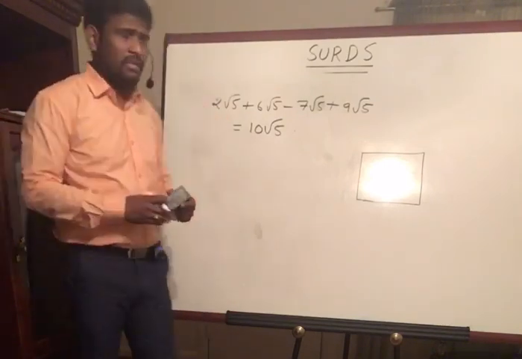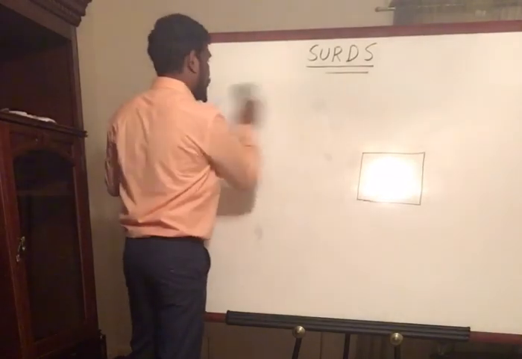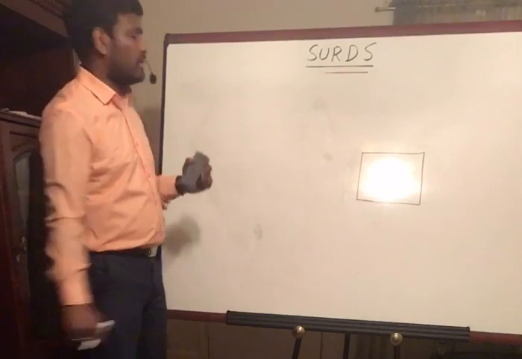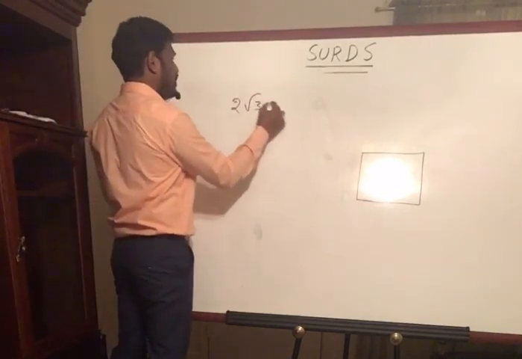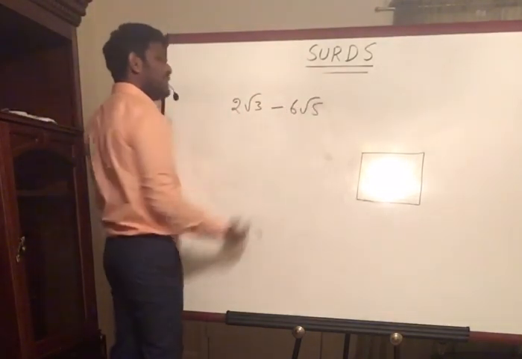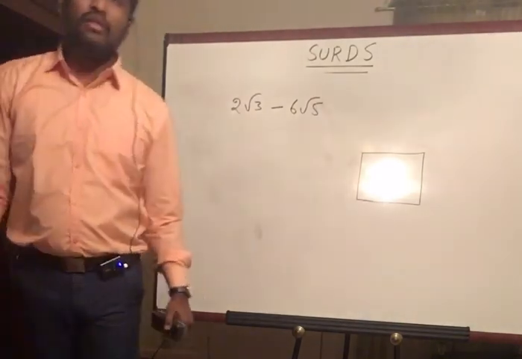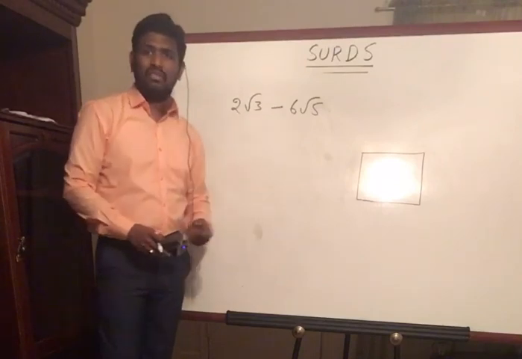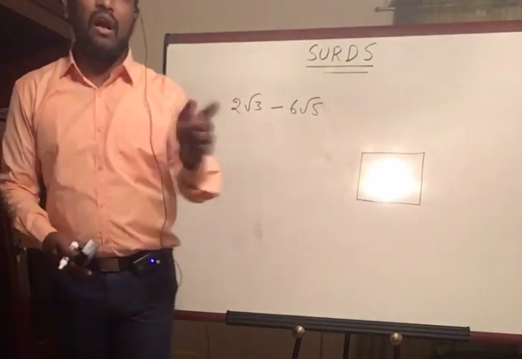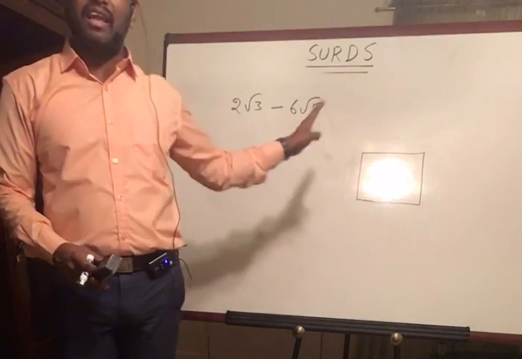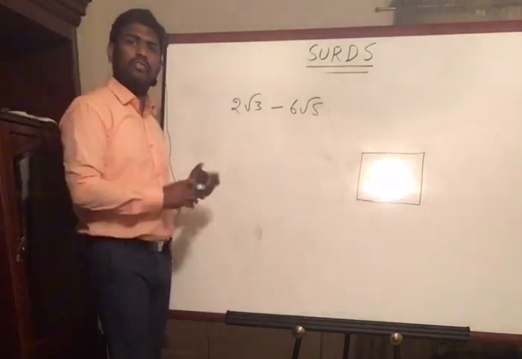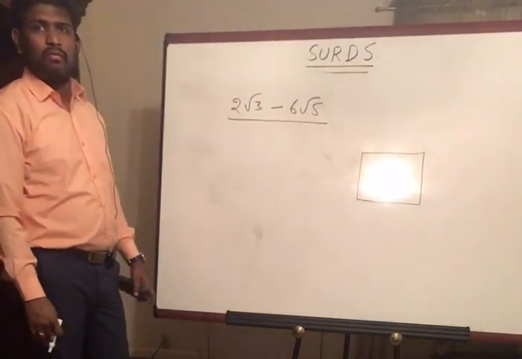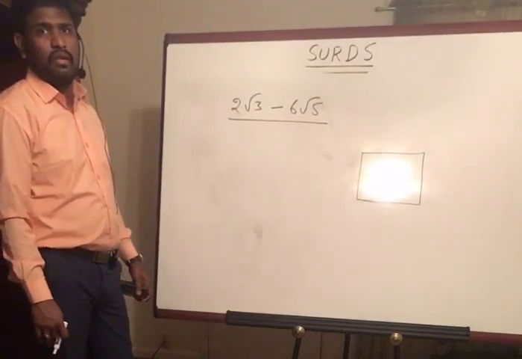What happens if they are dissimilar? You can't add or subtract dissimilar surds. Now let us suppose 2 root 3 minus 6 root 5. Can you do anything with this? No, you can't do anything, because they are dissimilar surds. This is root 3 and this is root 5. They are not the same surds, so we can't add them. They are unlike surds. Just leave it like this. This is the simplified answer. We can't simplify any further.